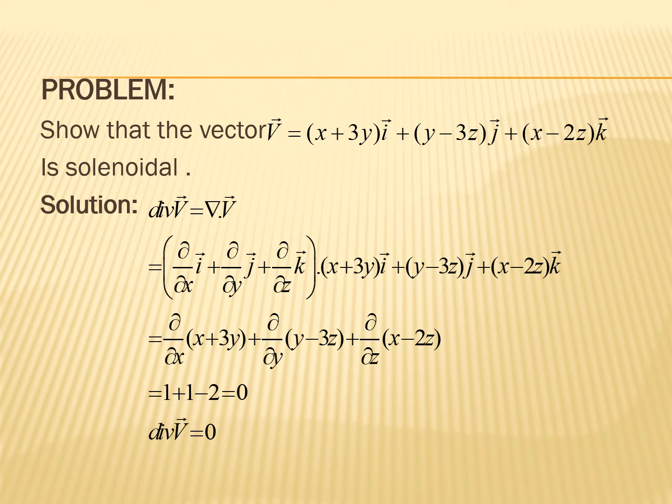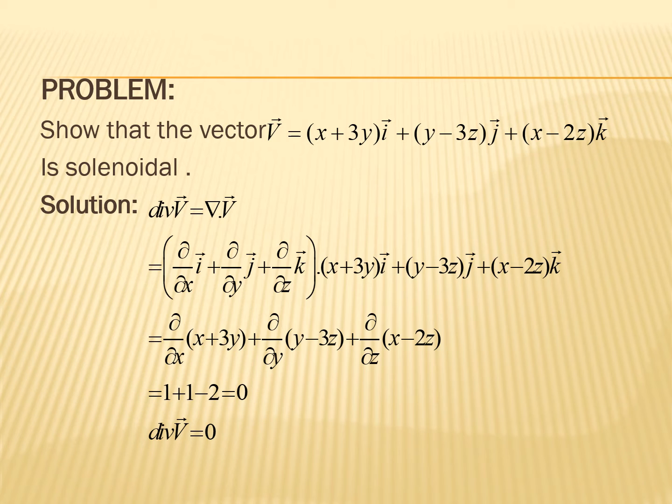The next problem asks you to find whether the vector is solenoidal or not. Solenoidal means the divergence is 0. So divergence of v vector is del dot v vector, and we must prove it equals 0. The formula for del is dou by dou x i vector plus dou by dou y j vector plus dou by dou z k vector, and the v vector given in the problem is x plus 3y i vector plus y minus 3z j vector plus x minus 2z k vector.